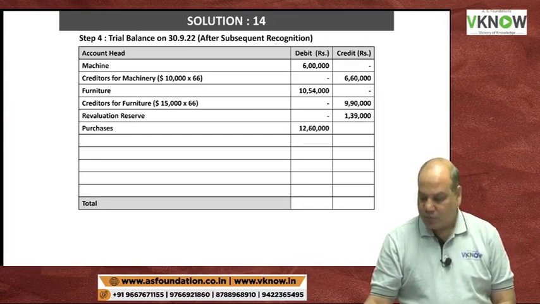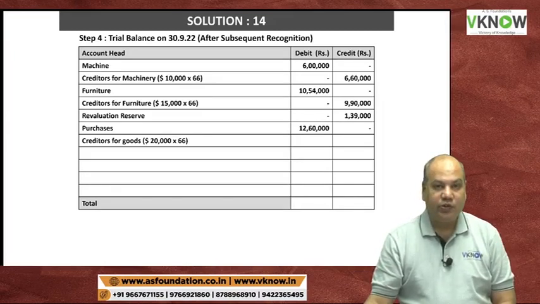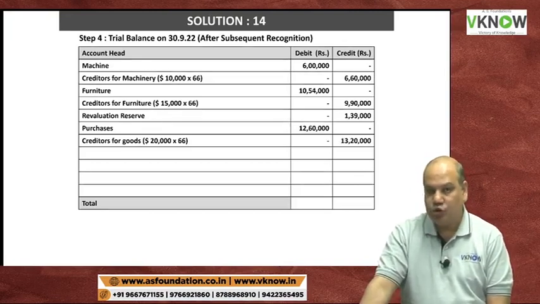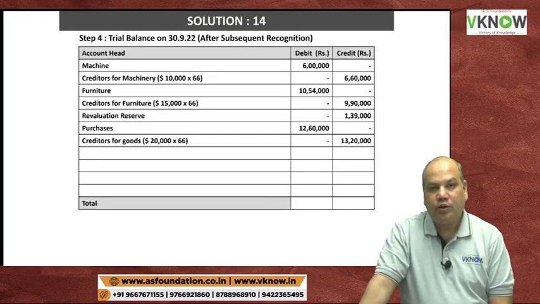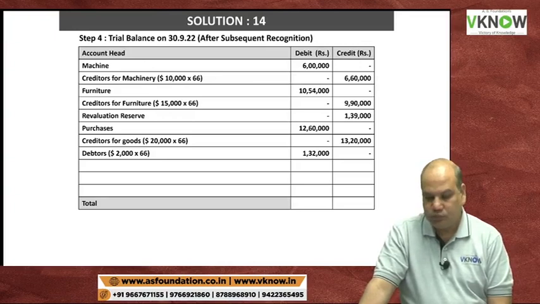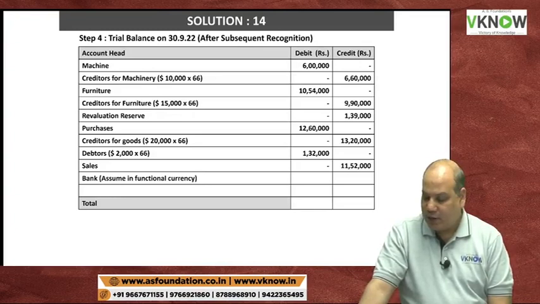1,39,000. Purchases we will not change: 12,60,000. But creditor for goods will change. It is a monetary item: 13,22,000. Debtor for sales will change. The debtor balance is only $2,000 into 66, which is 1,32,000. Sales figure will not change: 11,52,000. And bank figure will not change.